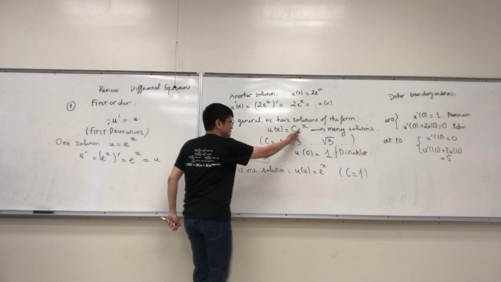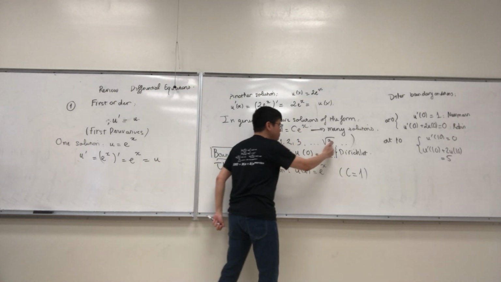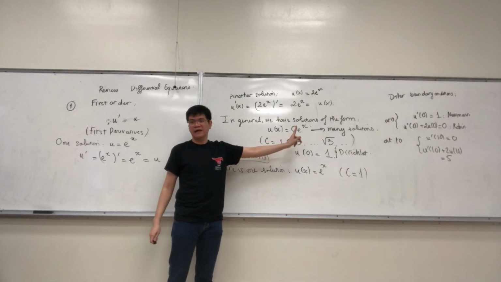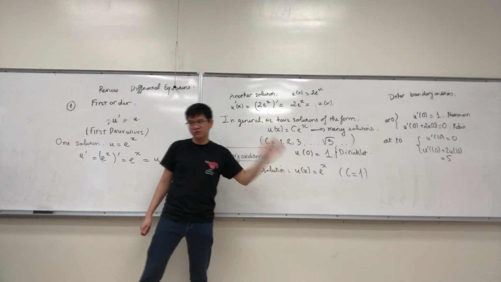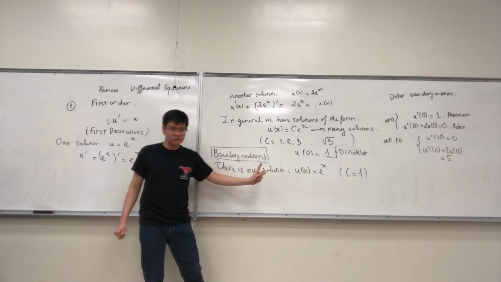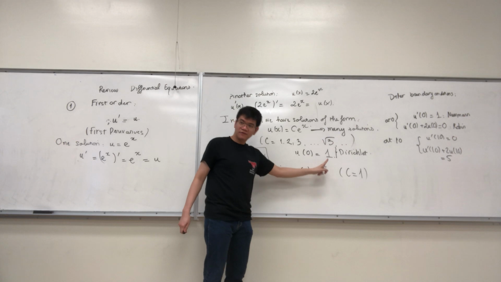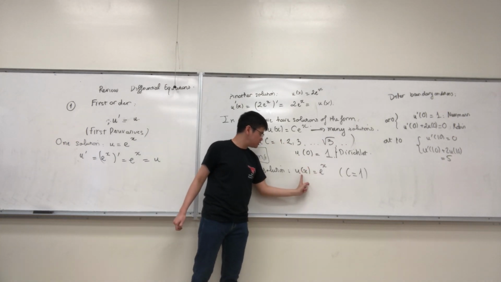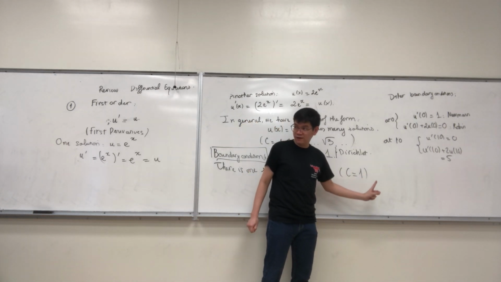So you can have 1 e to the x, or 2e to the x, or 3e to the x, or square root of 3 e to the x. You can choose whatever constant here, and you get one solution. All right? So in order to have only one solution, you need a constraint. And this is called a boundary condition. All right? So suppose that u at 0 is 1. Then there's only one solution that satisfies this constraint, which is u(x) is e to the x, that corresponds to the case when c is equal to 1. All right?